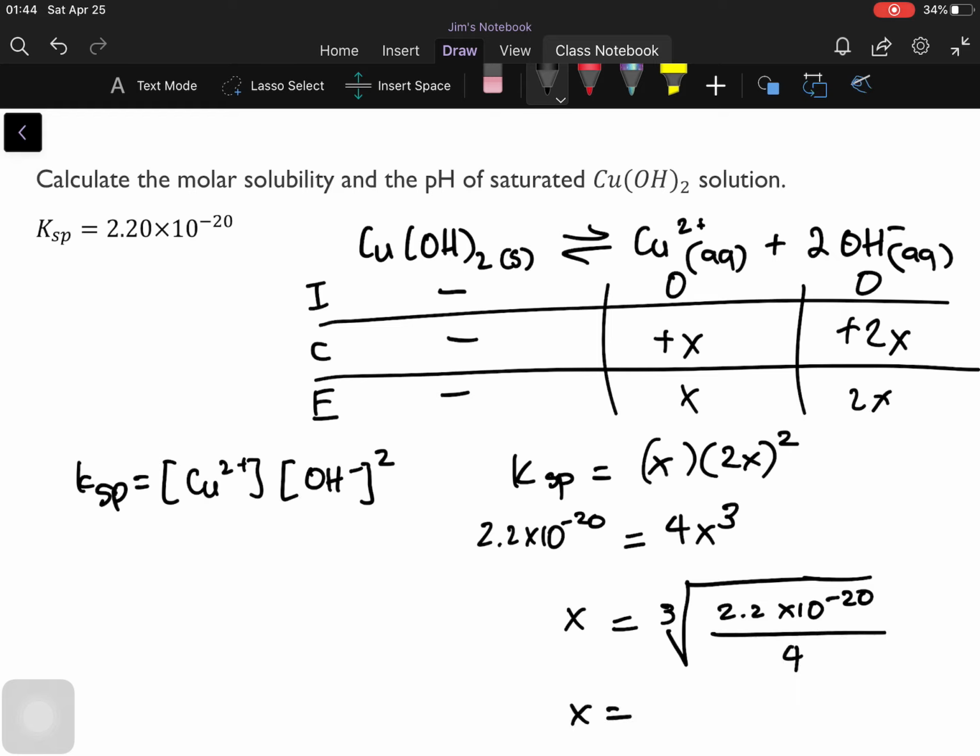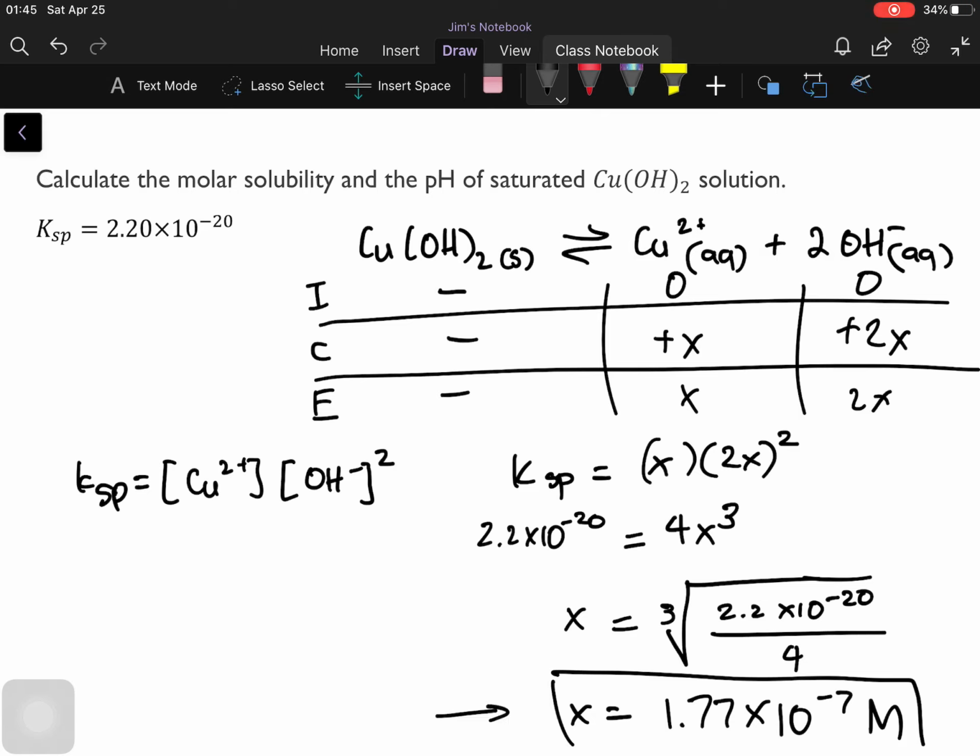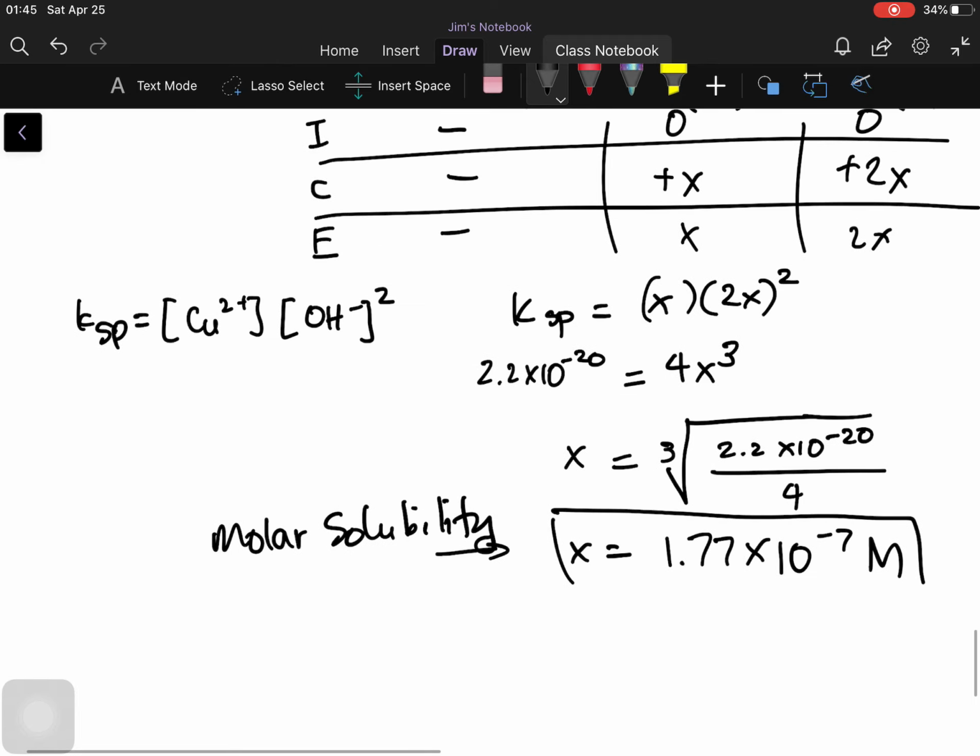The molar solubility is equal to 1.77 times 10 raised to negative 7 molar. So this is the answer. How about the pH? Okay, since we have a value for x, this is the molar solubility. Since we already have the value for x, we're going to obtain the equilibrium concentration of OH, which is just 2x.